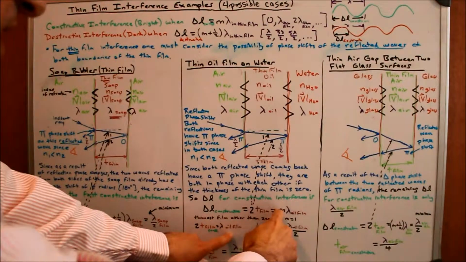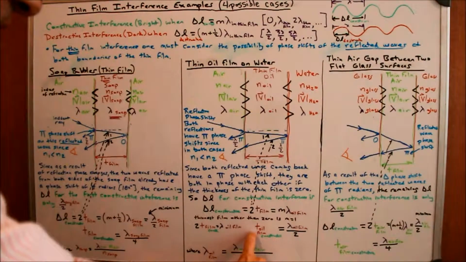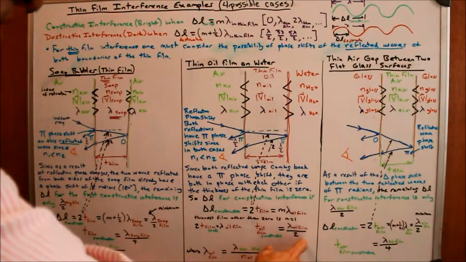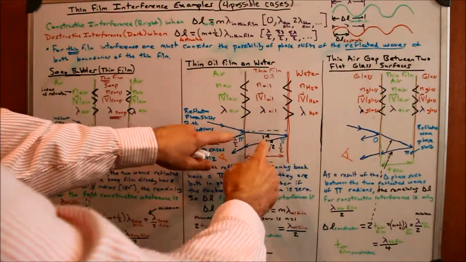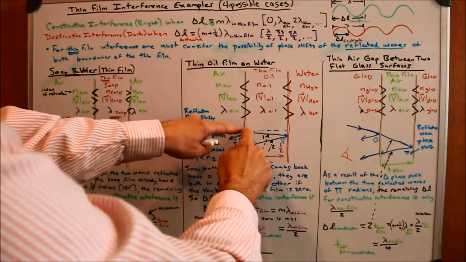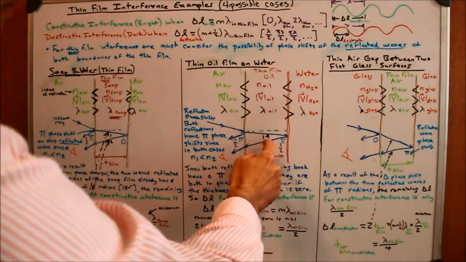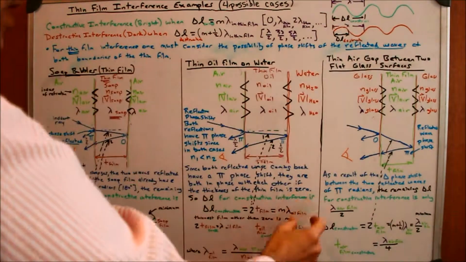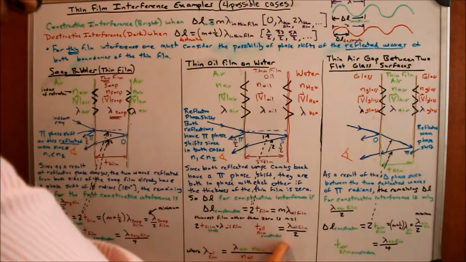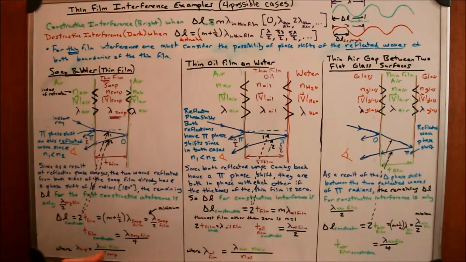So m is 1, right? So now I know that my oil film thickness is going to be half my wavelength. So in addition to 0, I can do half a wavelength going that way and half a wavelength coming back, and now we're constructively interfering. So there's my solution for the oil film thickness.